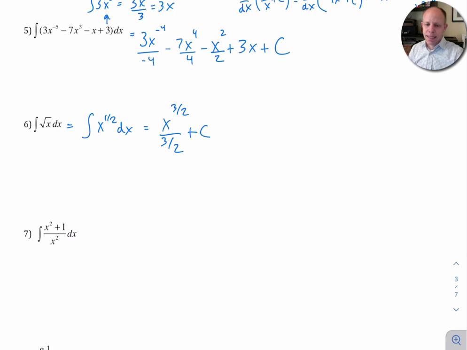And then plus c. Now we usually don't like to leave this divided by a fraction, so we are going to multiply by the reciprocal and get 2/3 x to the 3/2 plus c. And sometimes you're going to see this as 2x to the 3/2 all divided by 3 plus c. So you might see that combined into one fraction there.